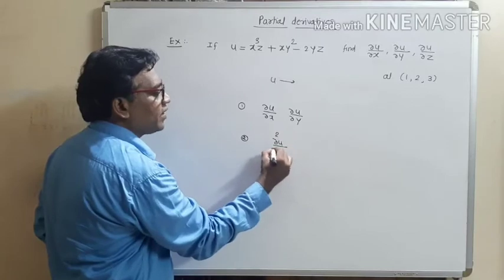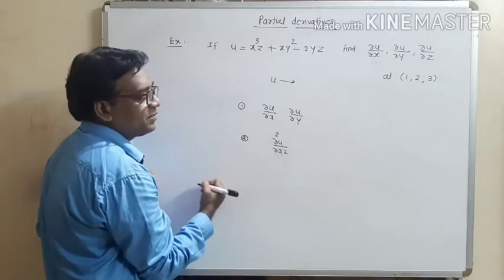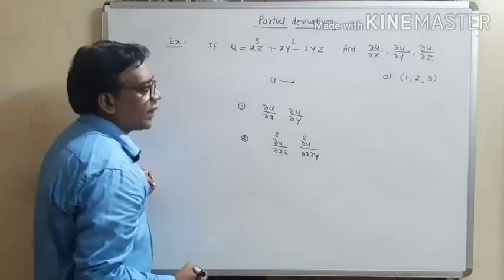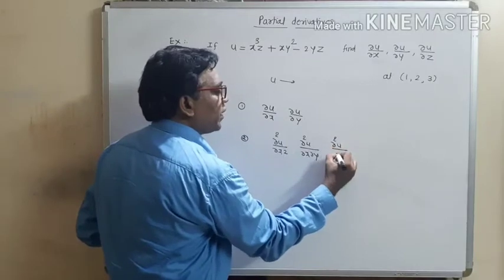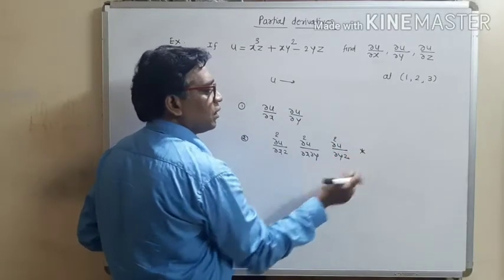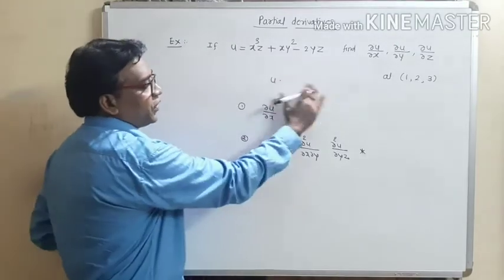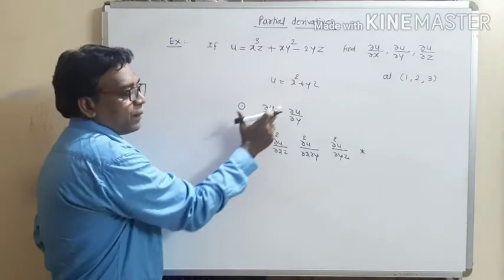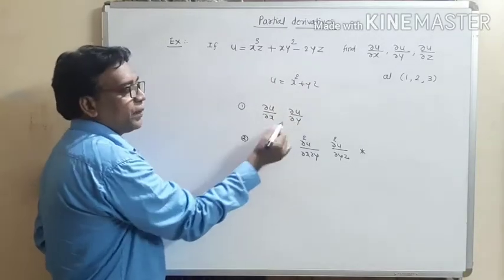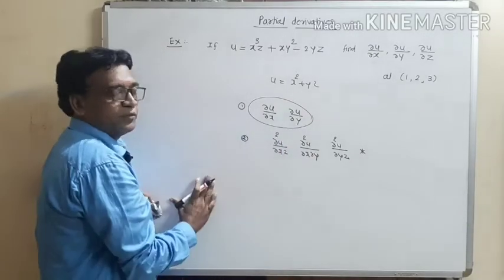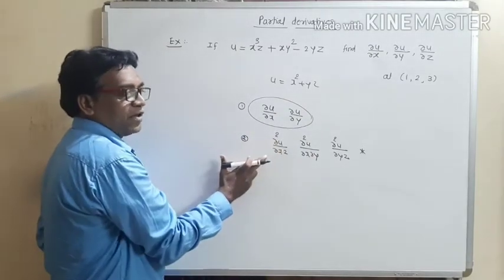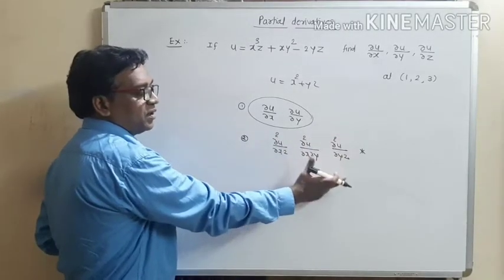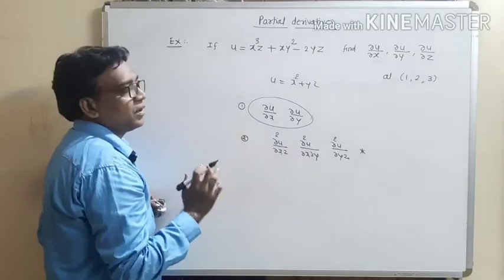Del square u by del x square is called a second order partial derivative. Del square u by del x del y is called a second order partial derivative, and del square u by del y square is again a second order partial derivative. So if u is the given function and contains just two variables x and y, then del u by del x and del u by del y represent the first order partial derivatives. Del square u by del x square, del square u by del x del y, and del square u by del y square represent the second order partial derivatives.